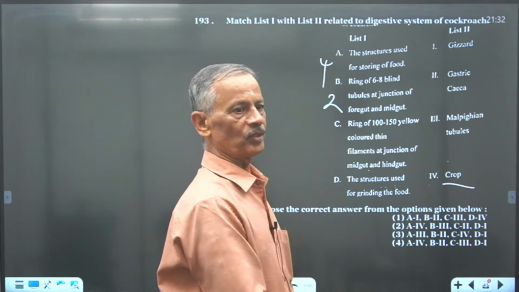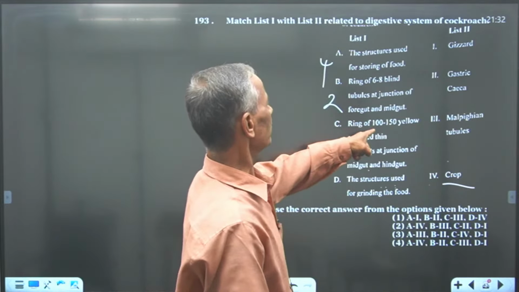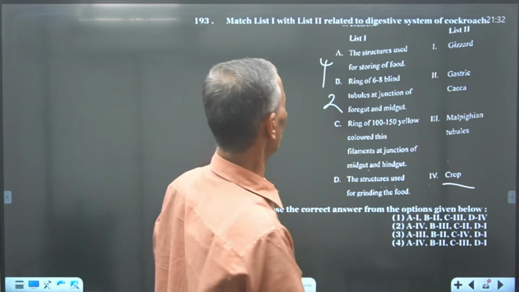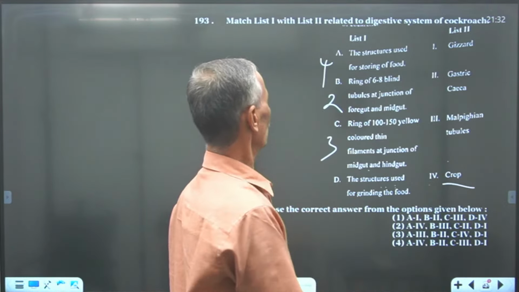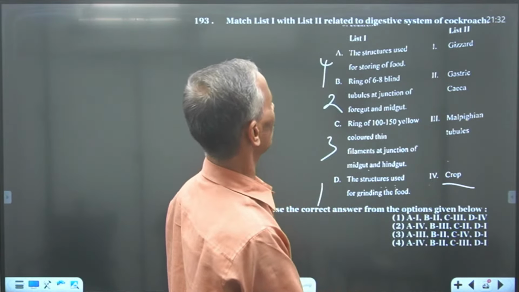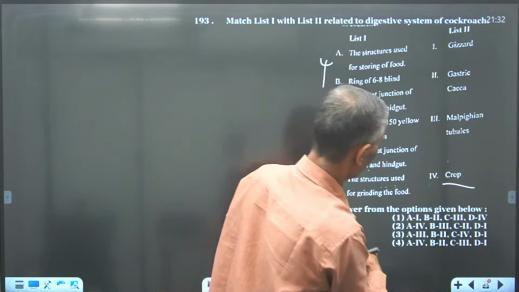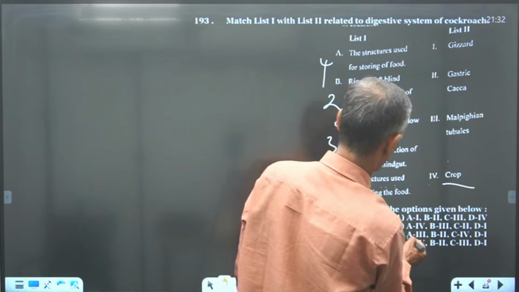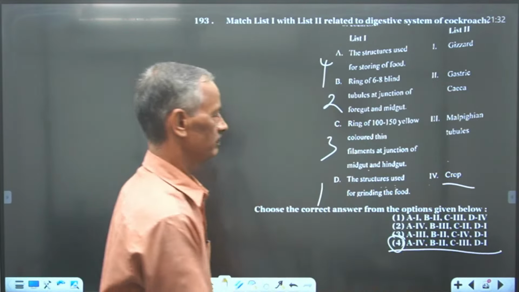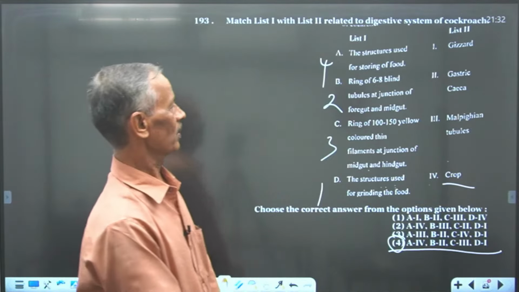at the junction between gizzard and midgut. A ring of 100 to 150 yellow colored structures, Malpighian tubules. So 4, 2, 3, 1. Structure used for grinding of the food. It is gizzard. 4, 2, 3, 1. Okay.